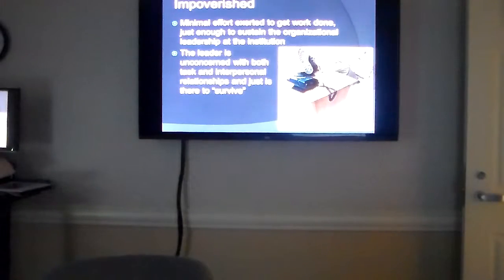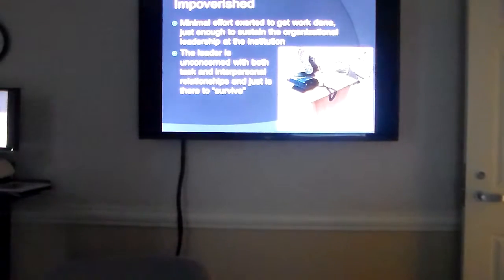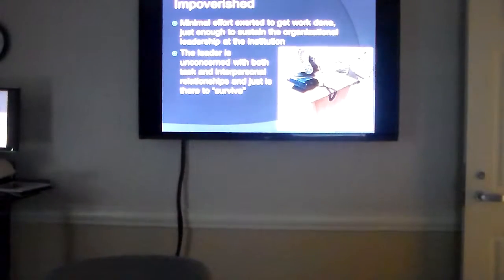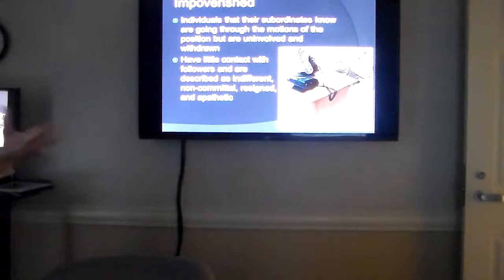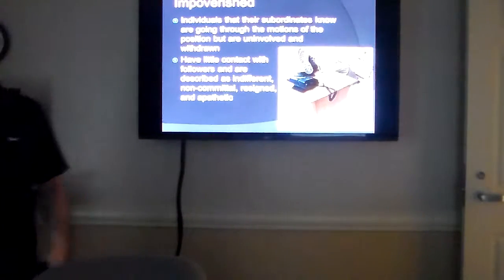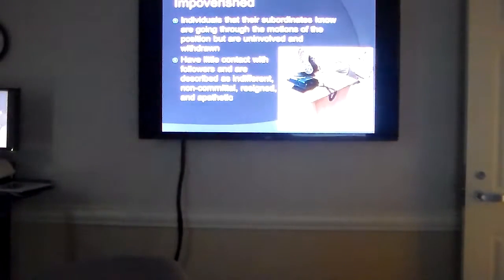The next approach is the impoverished approach. This is the person who, quite frankly, has turned off the job that they're doing and they're no longer feeling like principals. The leader is unconcerned with both tasks and interpersonal relationships and just biding their time. They're there to survive more than anything else. They go through the motions. They're uninvolved. They're withdrawn. They don't talk to followers that are different from what their opinions are. And they're just resigned and apathetic. They come in, they do their job, they get out, and that's the type of leader they are.